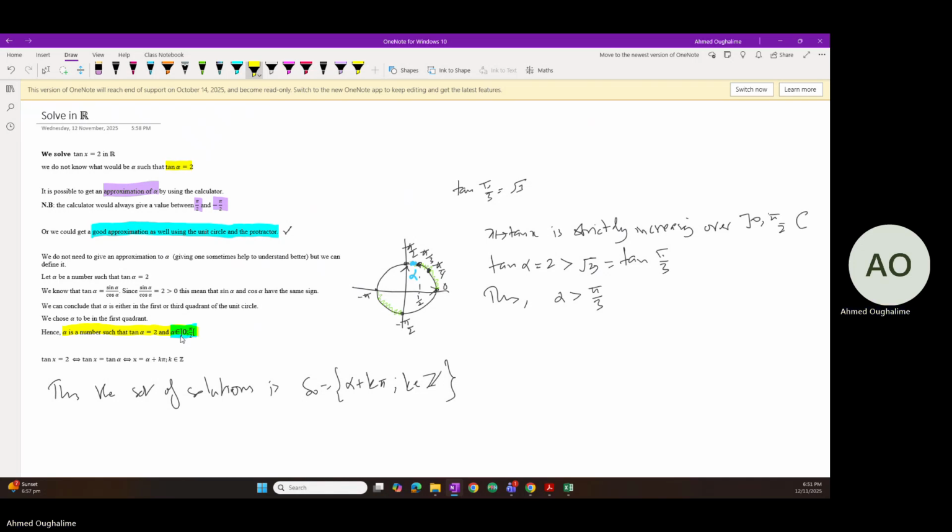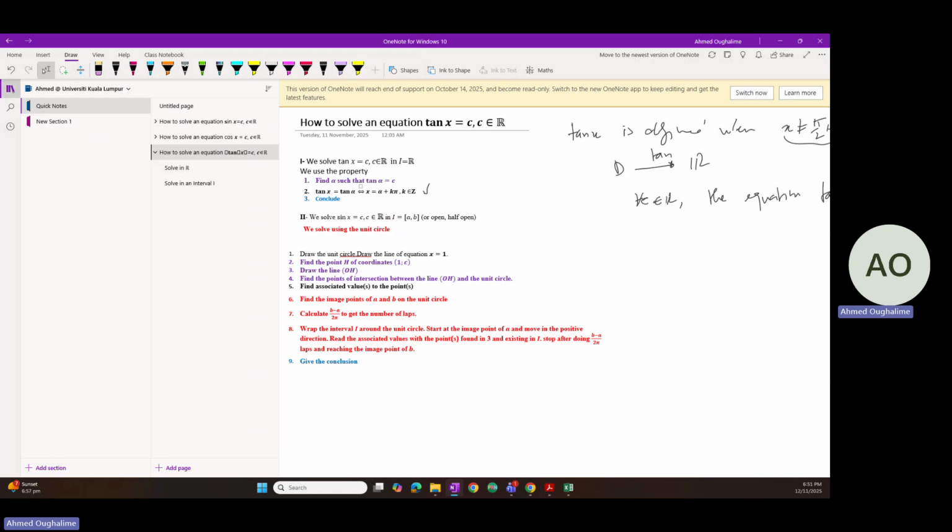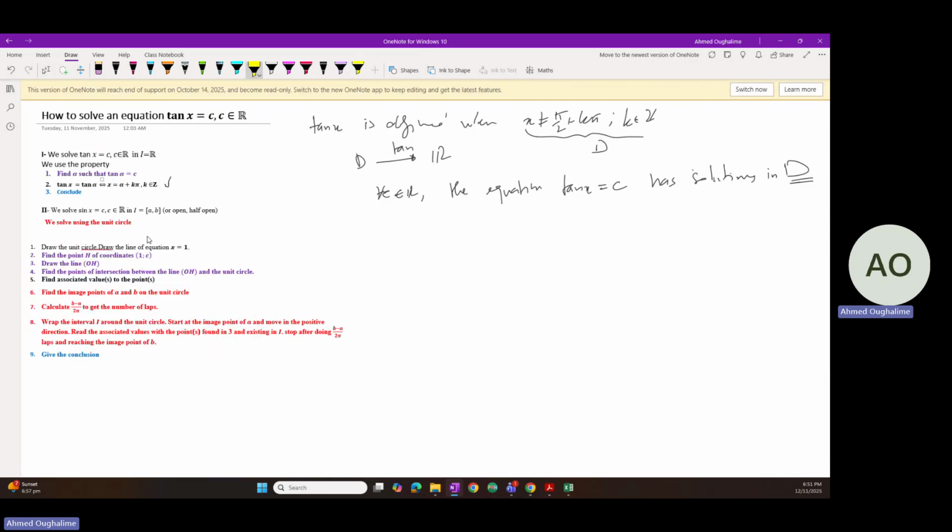Okay. And you give the final conclusion after solving your equation. So this is how to solve in R. Now if you try to solve in a given interval, the best way is to use the unit circle. Otherwise, if we solve in R, then we try to do the intersection with our given interval. It may take some time depending on the interval or the set we are solving in.